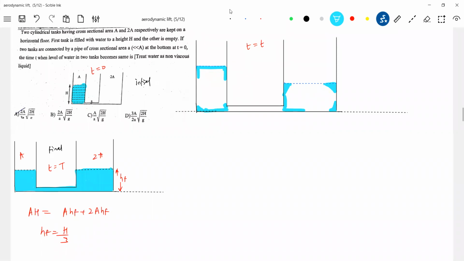Let me share this. Now we have to write some suitable equations. How to write Bernoulli's theorem where the liquid in one container is increasing, and in the other container the level of liquid is falling?